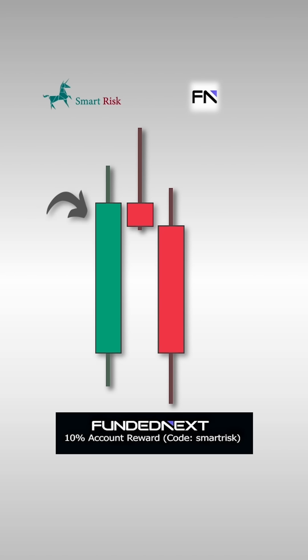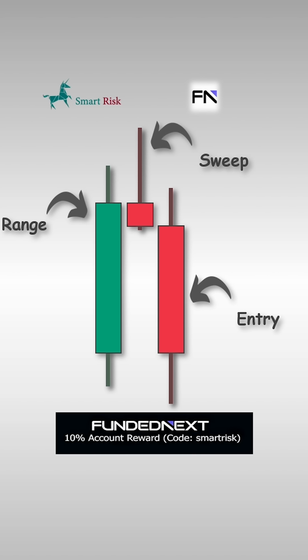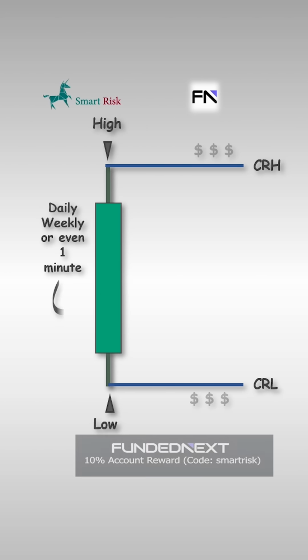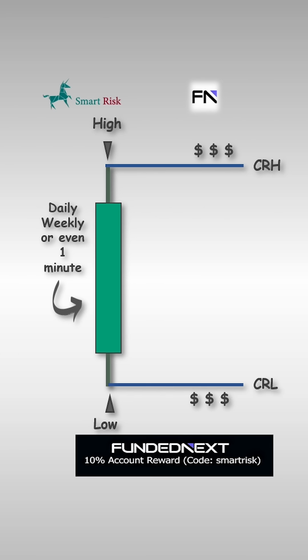The first candle defines the range. The second candle creates the sweep. The third candle provides the entry. We can actually use any candle that appears on a chart, and this applies to any time frame as well.